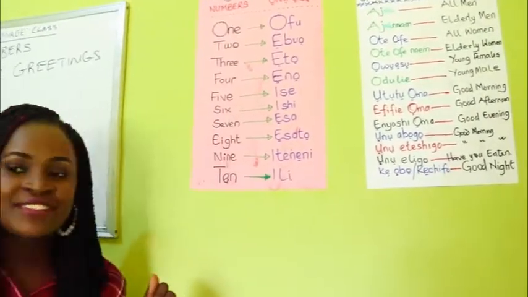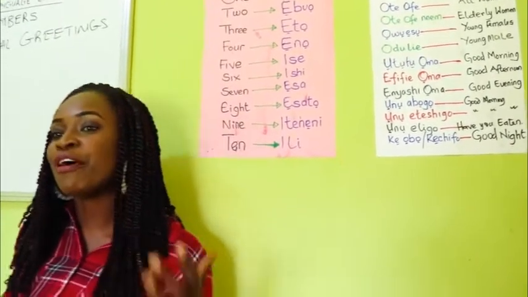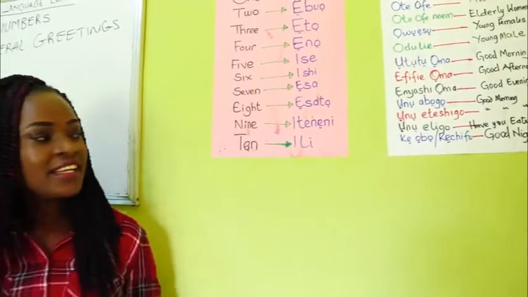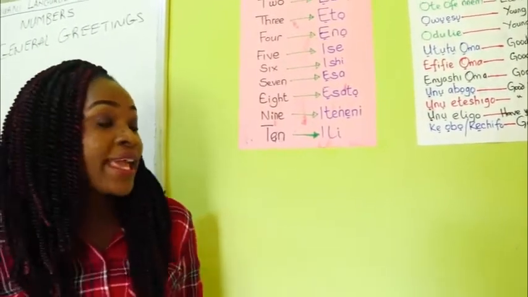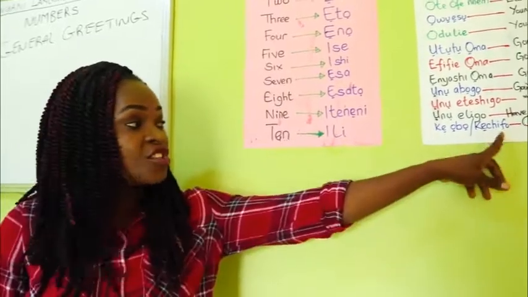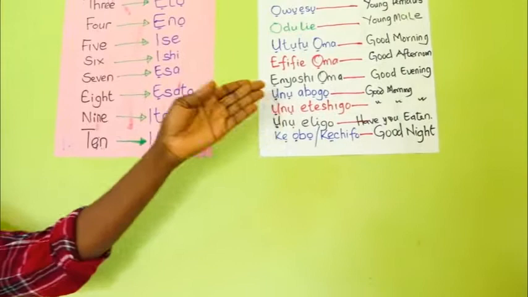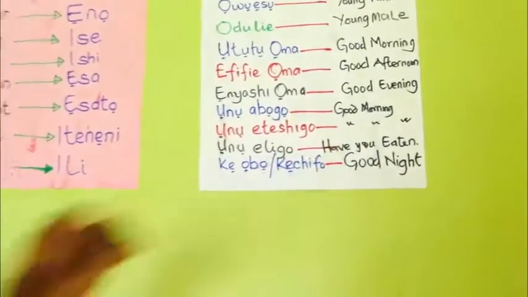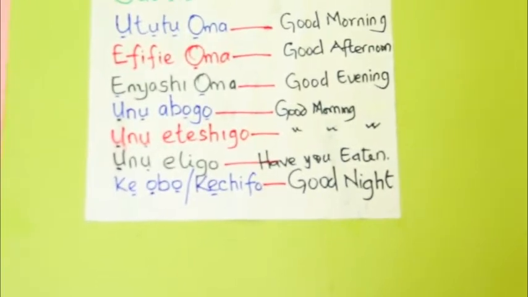And then if you want to say good night, how do you say it? Kobo. Good night in the Ukwuani language means kobo. If you don't want to use kobo, you can use kechifu. Kechifu, kobo, good night.